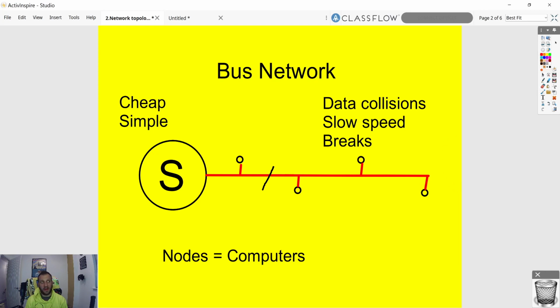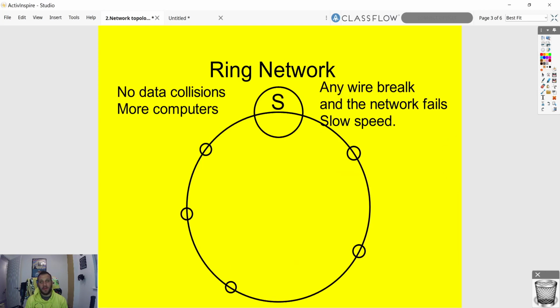Let's have a look at our second kind of network. So our second network is a ring network. And the idea of this is that all the computers are connected in one loop. The network doesn't have to be circular in shape, but that's the easiest way to imagine it. So we've got our server here, and all data has to travel in the same direction. So we can imagine on ours, all the data is going to travel clockwise.